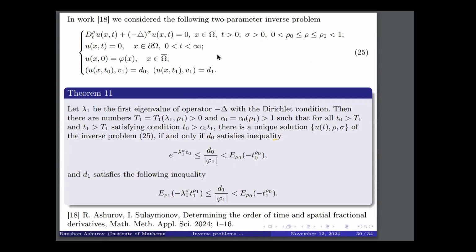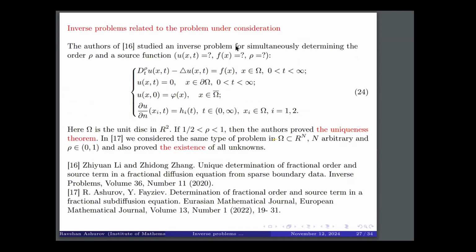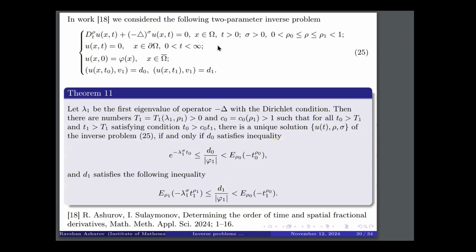So we considered an arbitrary omega domain. Here, an arbitrary domain. And we put the following two overdetermination conditions. And we proved that if D0 and D1 satisfy these conditions, then the solution of the unknowns is unique and also exists. And this was published in the following paper. This is 2024.